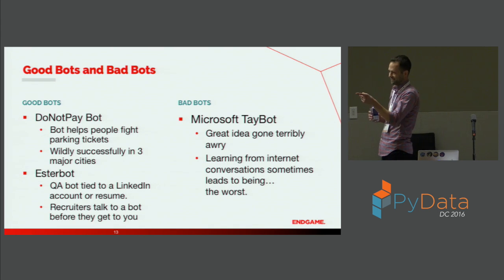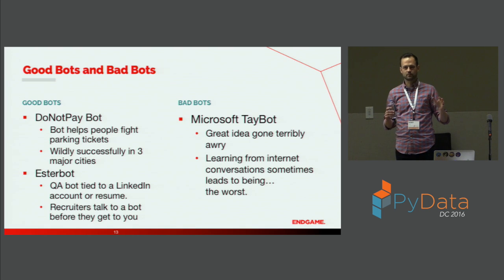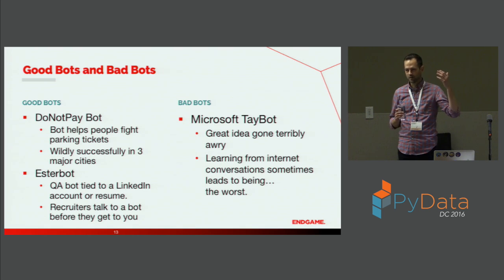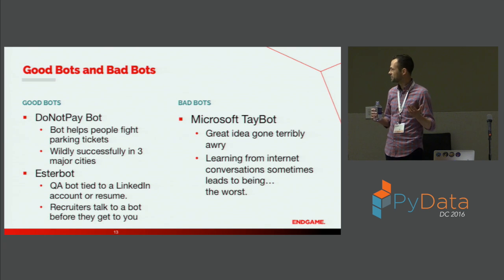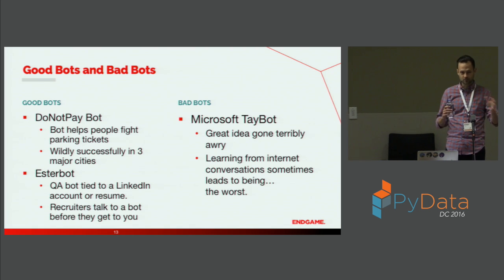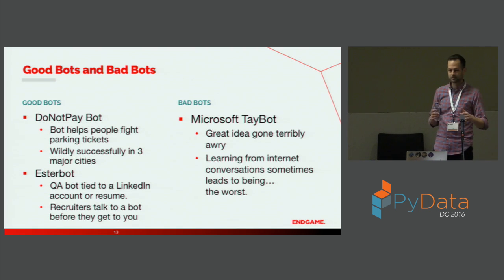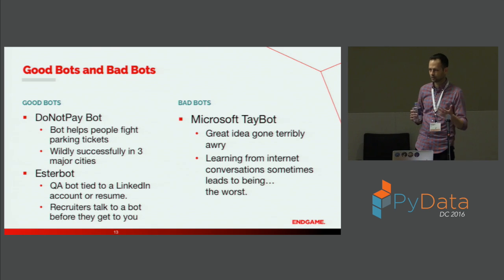So good bots, yeah. All right. Good bots, Do Not Pay. Has anybody heard about the Do Not Pay bot? It's kind of a really cool idea where if you live in Seattle, London, or New York and you get a parking ticket, this bot, which was created by like an 18-year-old kid at Stanford, will walk you through parking ticket law, which is probably a huge area of interest for some lawyer. It will walk you through and then say, here's what you need to do to fight this. And it's been wildly successful. It's fought and won 200,000 cases already in like 18 months.